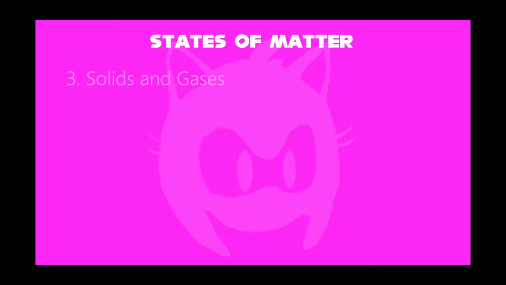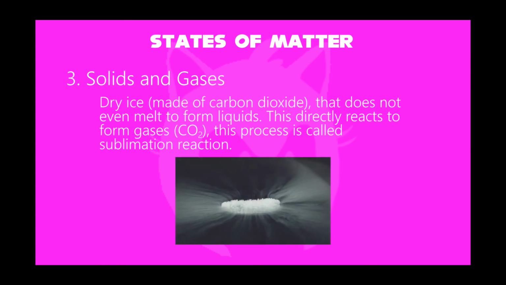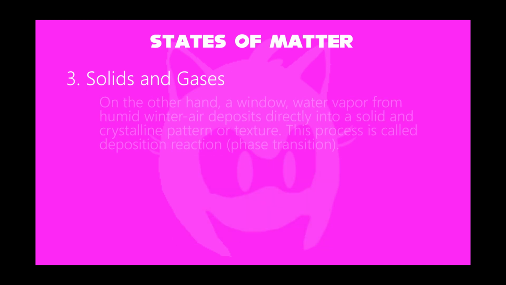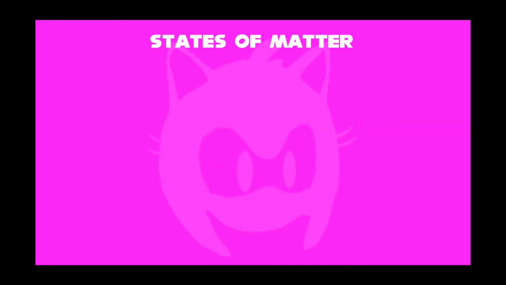And finally, solids and gases. Suppose a dry ice, which is a form of carbon dioxide, does not even melt to form liquid. It directly turns into gas. This process is called sublimation. In case of reversing the reaction from gas to solid, we call it the deposition reaction, or phase transition. Suppose on a glass window, water vapor from humid winter air deposits directly into a solid, crystalline pattern or texture. That's all. We have the 6 processes.